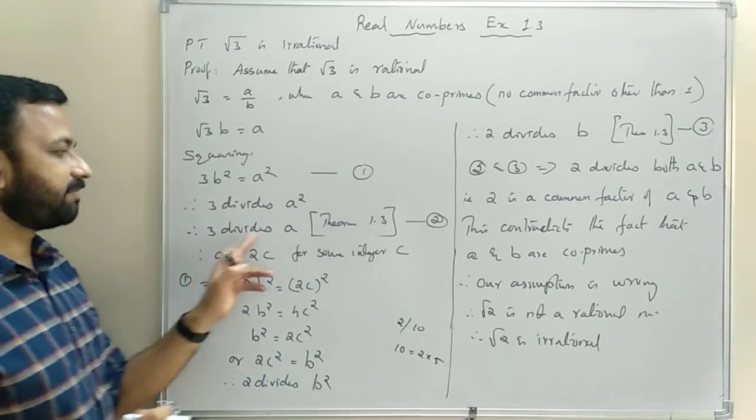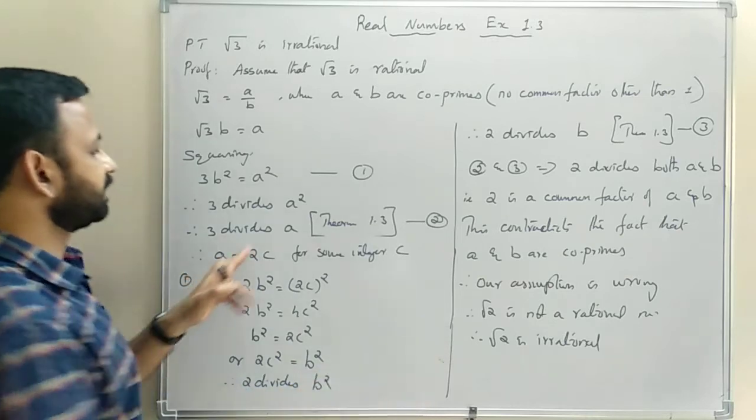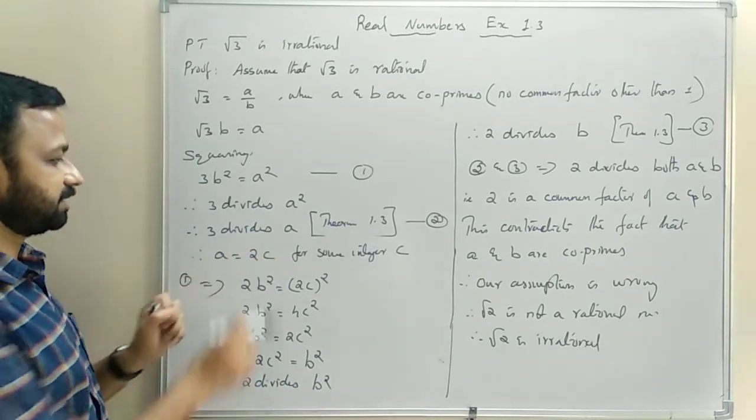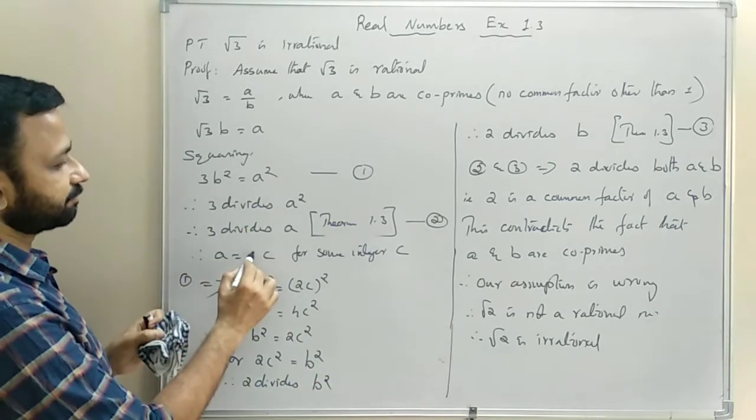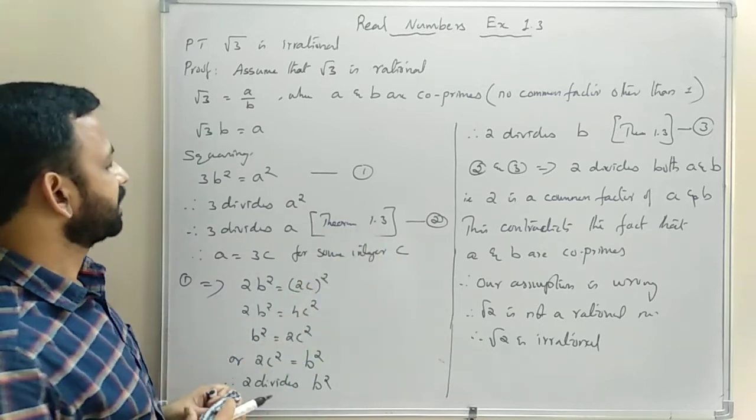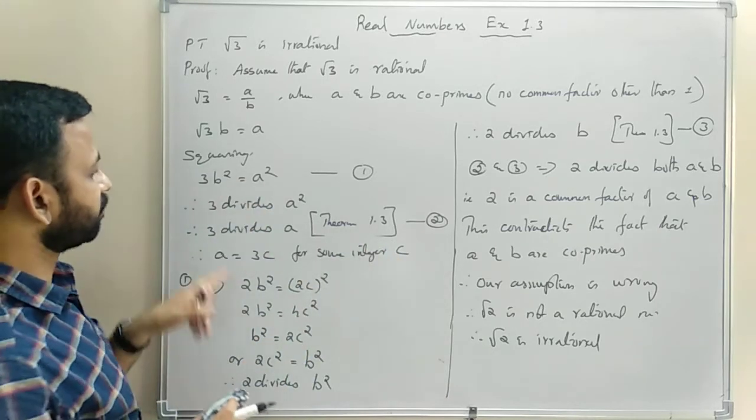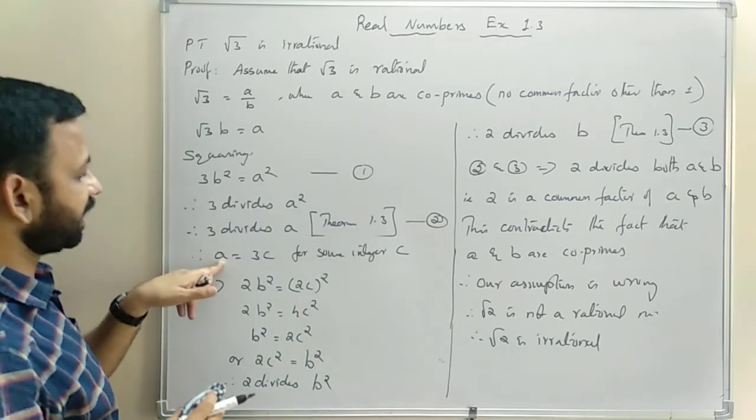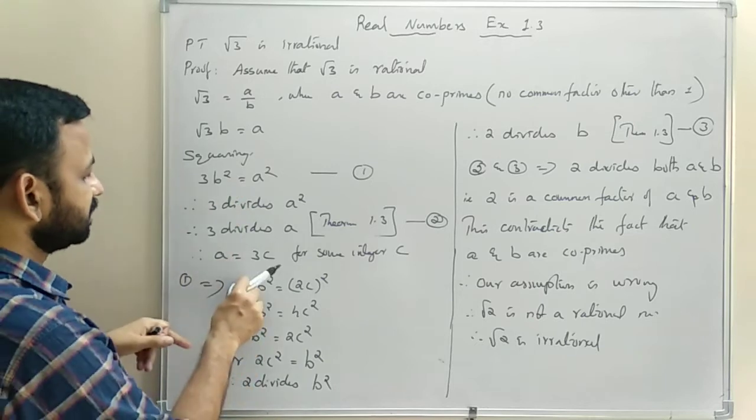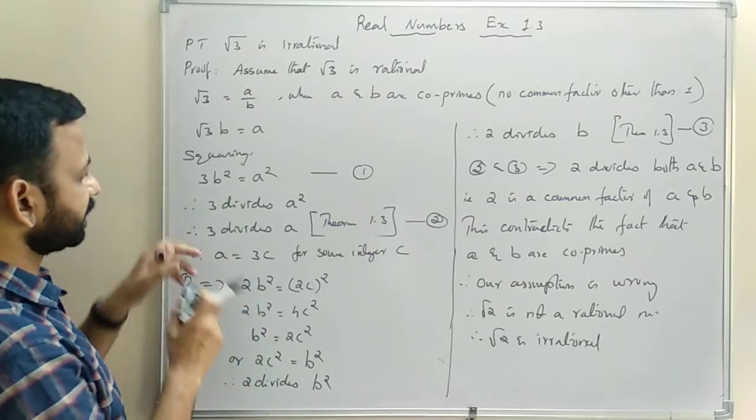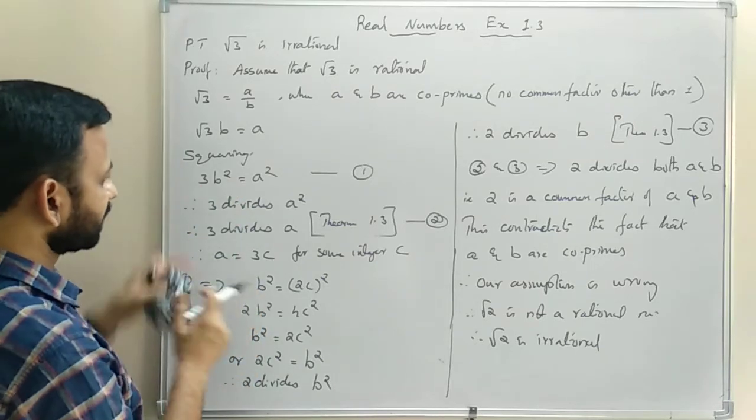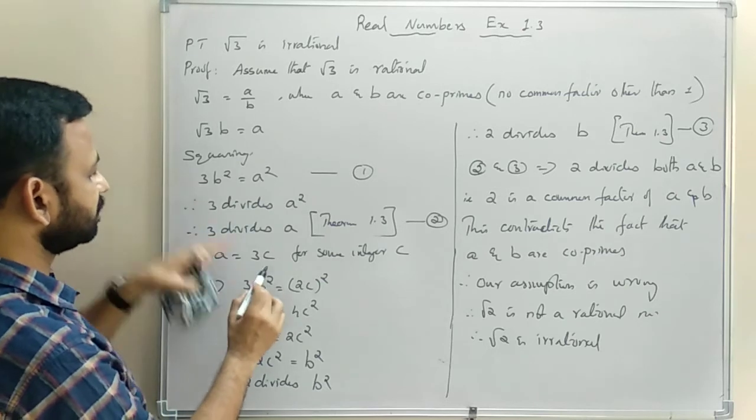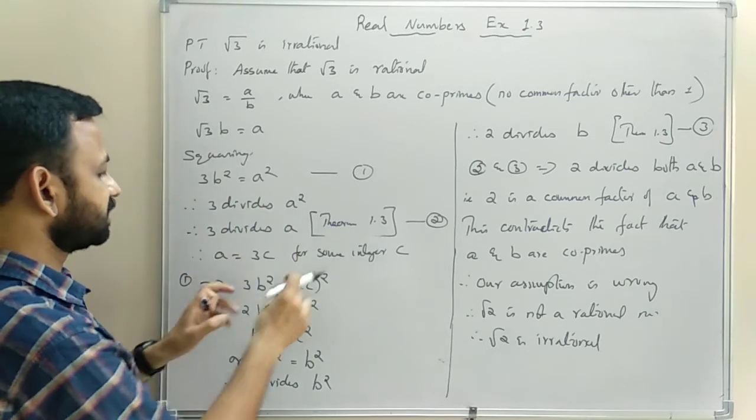So if 3 divides a, then we can write a is equal to 3c for some integer c. Then we can replace a in equation 1 by 3c. So here it is 3b square, which is equal to a square, that is 3c whole square.